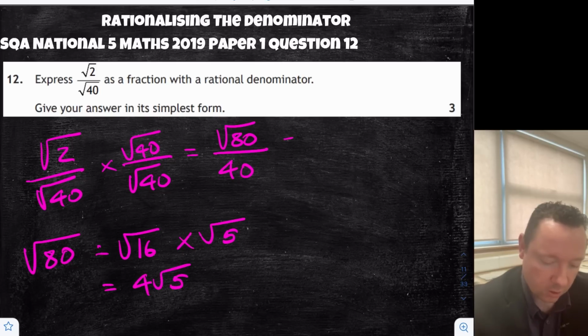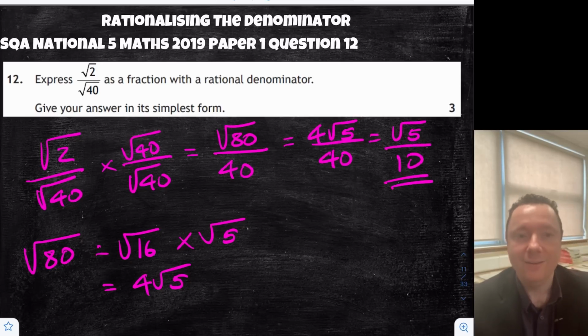So our final answer is 4 root 5 over 40. 4 goes into 40 10 times. So that's root 5 over 10. And we're done there.